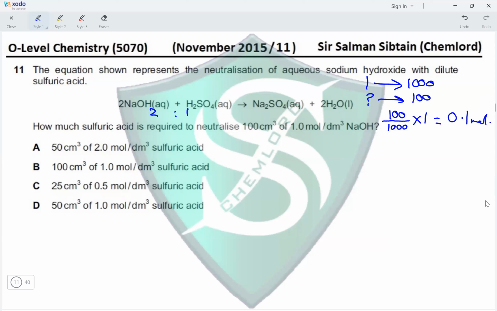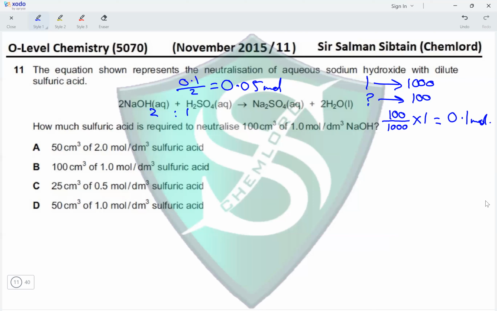And since the molar ratio is 2 to 1, the moles of sulfuric acid required would be half of 0.1, which would give us a value of 0.05 moles. Now we need to find the option in which 0.05 moles of sulfuric acid are present. So we will calculate the moles in each option given.